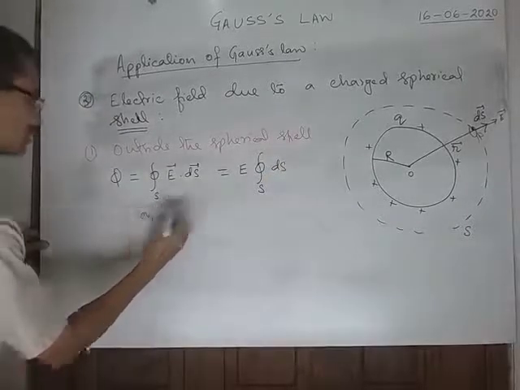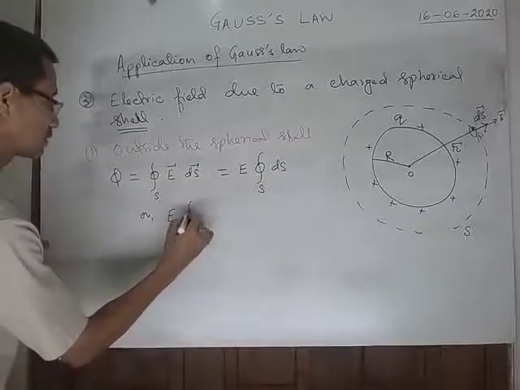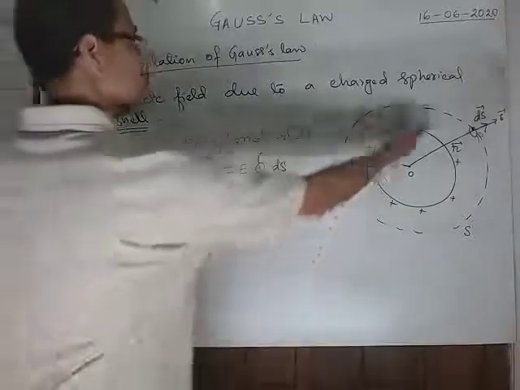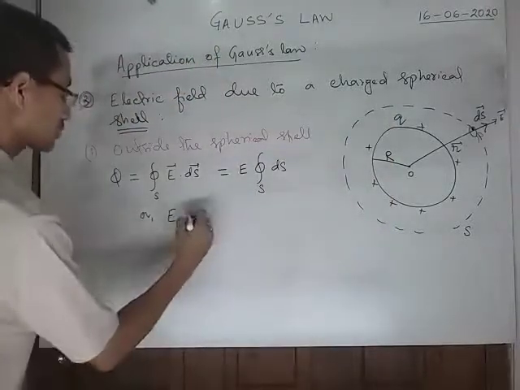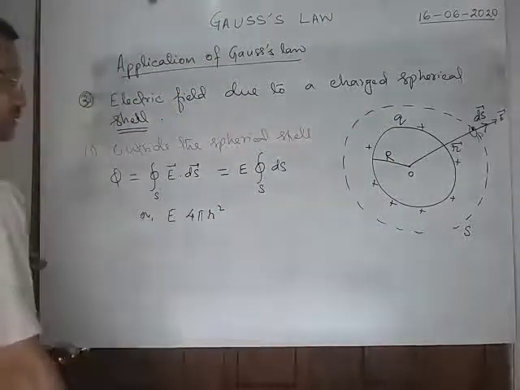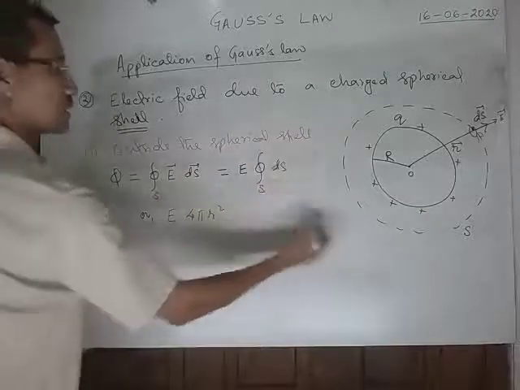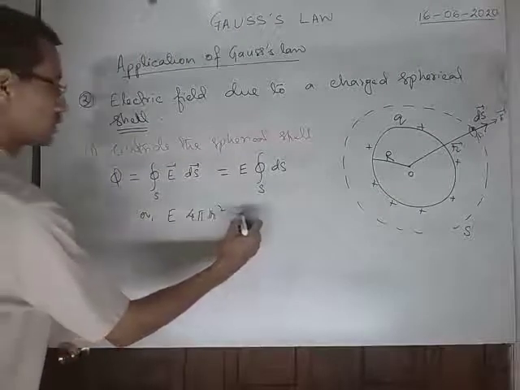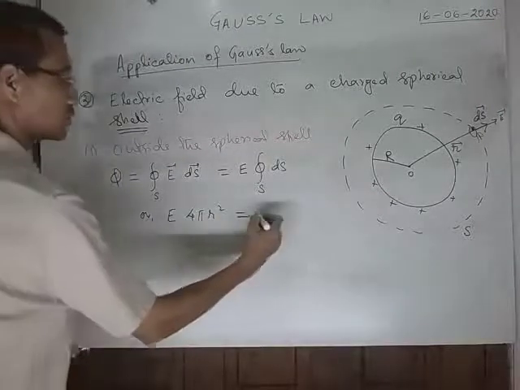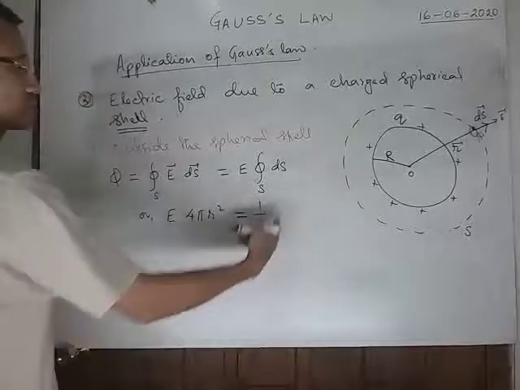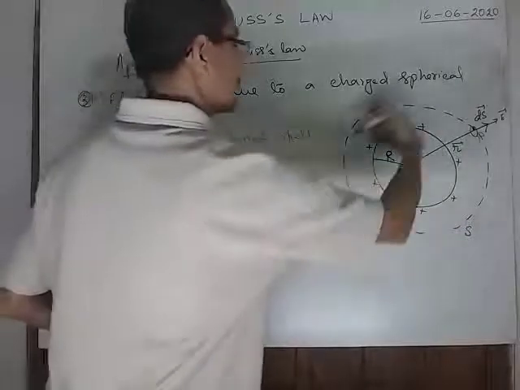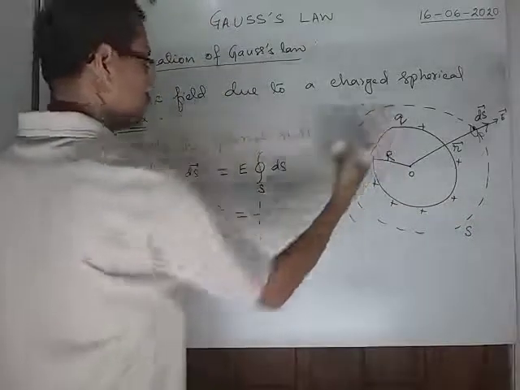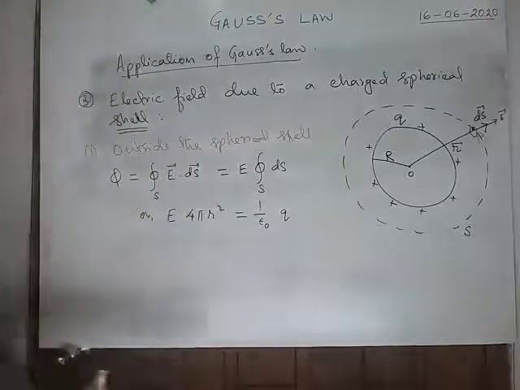So your E vector, no need of writing again. Your total surface area for this will be equal to what? 4 pi r square. This is the whole surface area of this Gaussian spherical surface. So this will be equal, by Gauss law, to 1 by epsilon naught times the charge enclosed by this Gaussian spherical surface. So that charge will be equal to what? Q. So let's write it like this, Q.